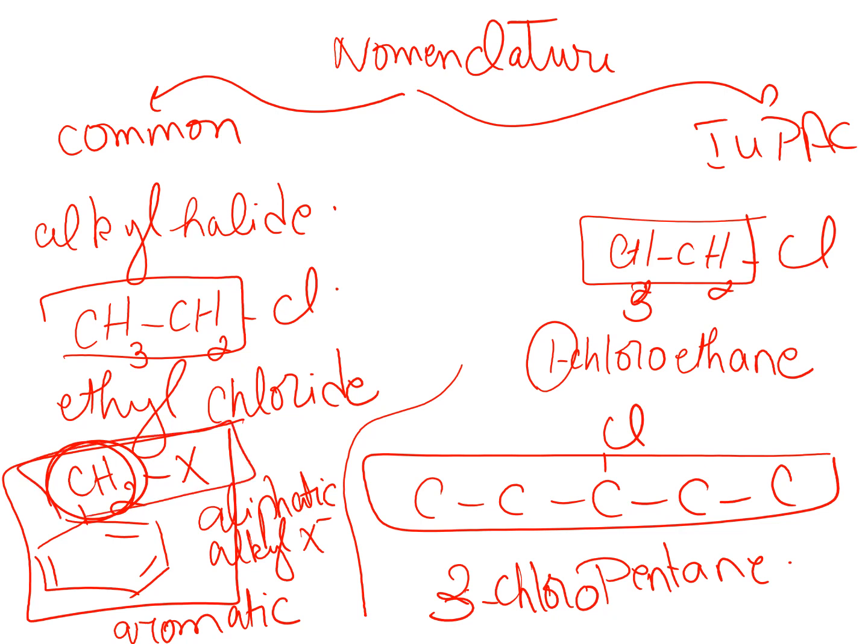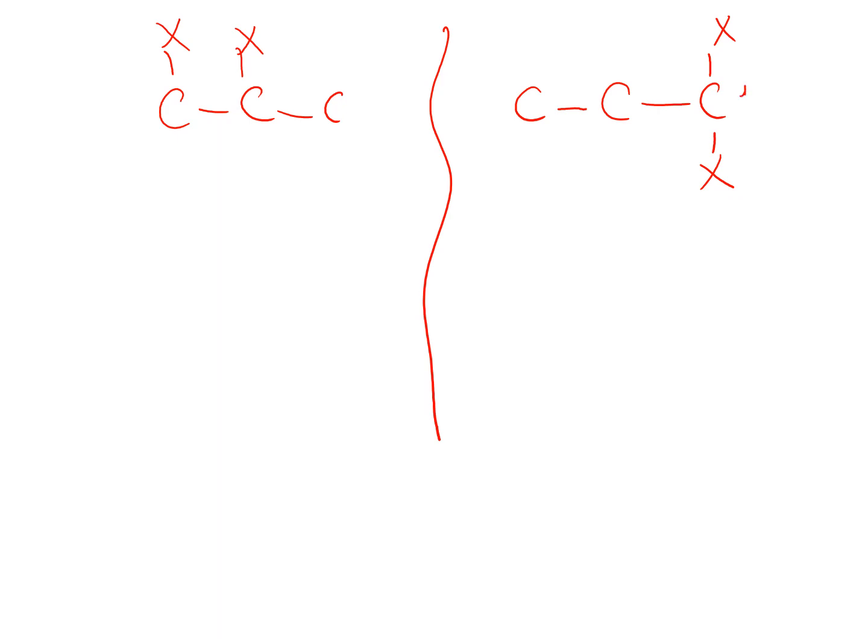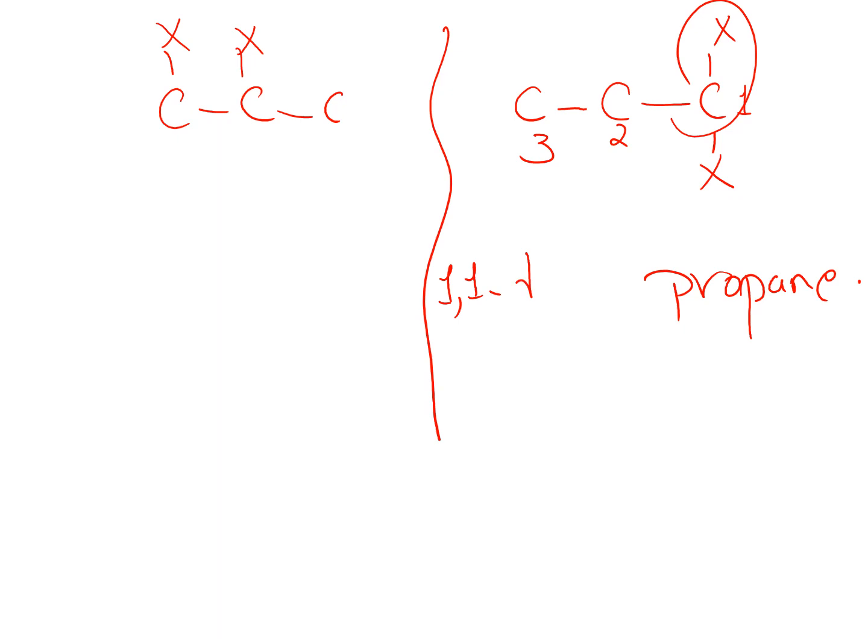So this is the benzyl chloride. Regarding the geminal dihalides and the vicinal dihalides, when you are nomenclating geminal and vicinal dihalides, in case of the IUPAC nomenclature, again you will number such a compound. So this is a propane, and you have 2 halogens on carbon number 1. So this is the 1,1-dichloropropane, for example, if the halogen is a chloro.